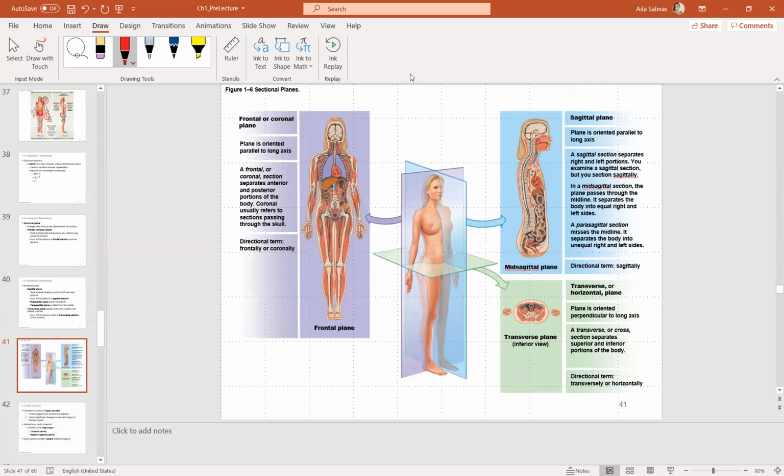Okay, and here we have some images. So here we have the frontal or coronal plane. I'm dividing my body into the front and the back, so I see everything like that. I cut the brain, the lungs, and all the organs in the middle. But if I'm making a transverse cut, I'm separating the superior from the inferior. And here in blue, we have the mid-sagittal, because it divides the body into left and right, right in the middle.